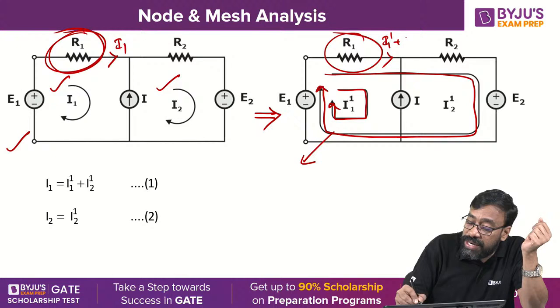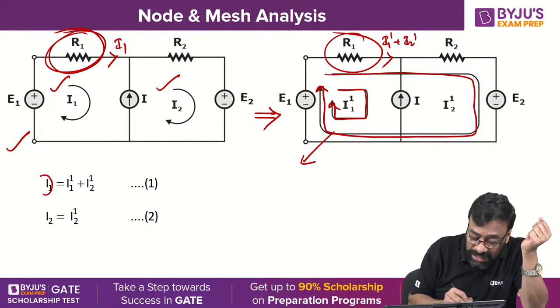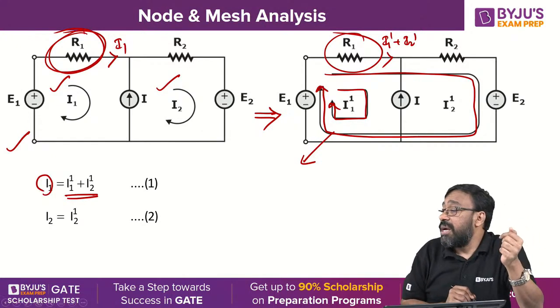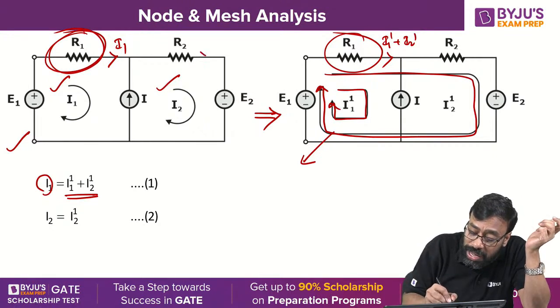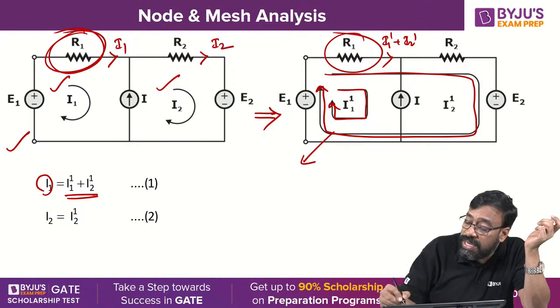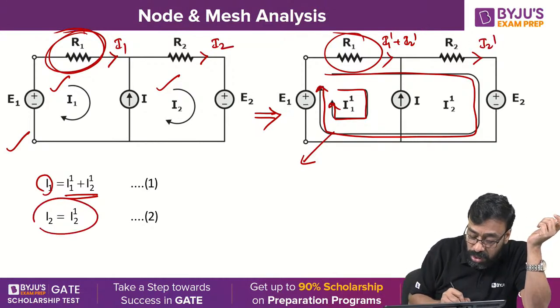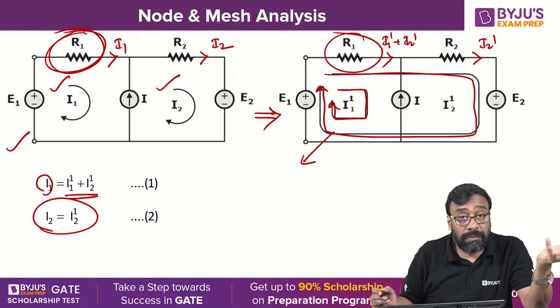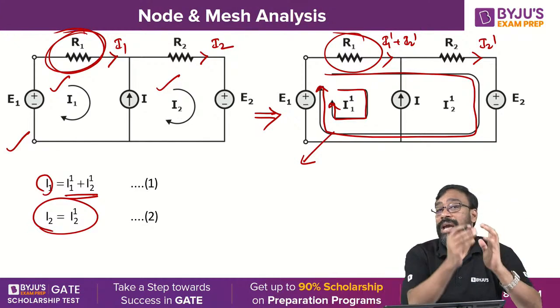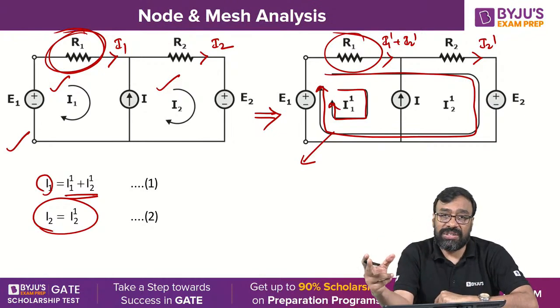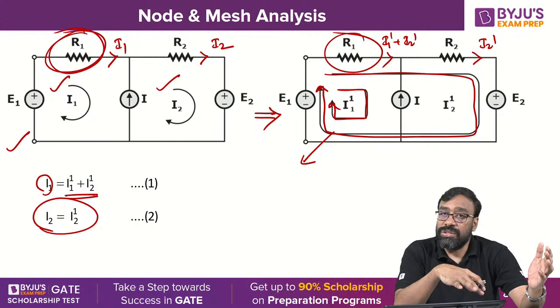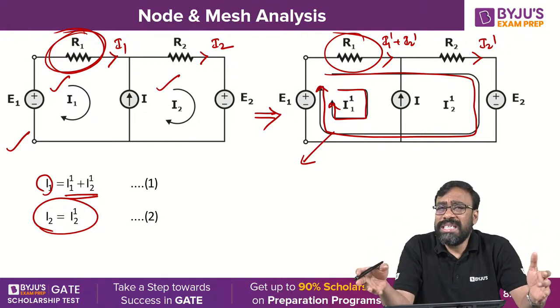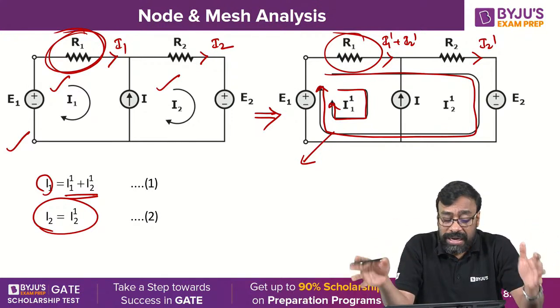What is the current flowing through R1 in this case? I1 dash plus I2 dash. That is why I1 can be nothing but I1 dash plus I2 dash. Understand all of you? The current flowing through R2 in this case is I2. The current flowing through R2 in this case is I2 dash. Therefore, I2 is nothing but I2 dash. That's it. So if you know I1 and I2, you know how to find I1 dash and I2 dash. If you know I1 dash and I2 dash, you also know what is I1 and I2 values. Because the circuit is same, only the loop currents change.